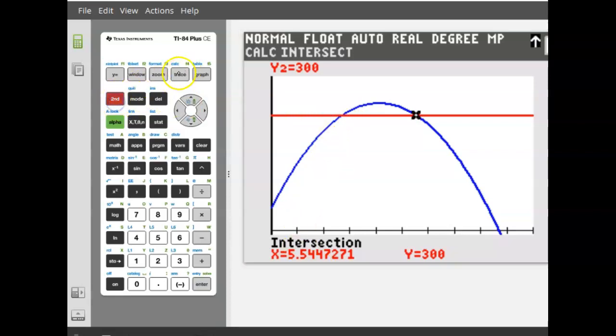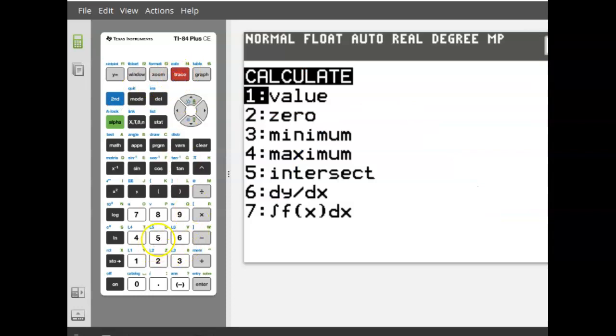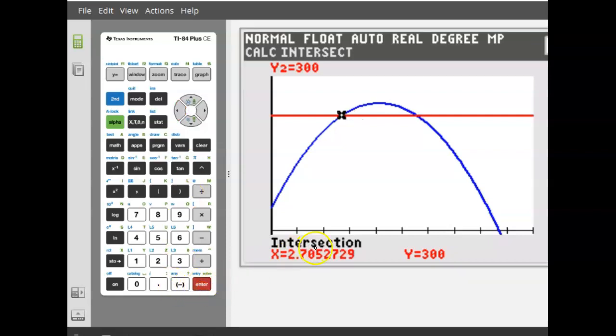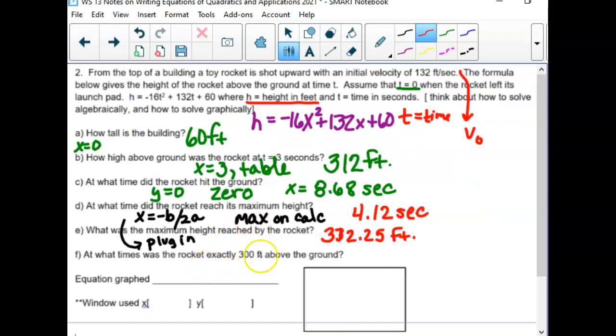And then I need this guy over here. So I'm going to do it again. Second trace, intersection, enter, enter. But for my guess, I need to scroll all the way over here so that it finds this one. And once it says intersection, it should be flashing at the right spot you were looking for. All right, someone's going to have to help me. This would round to 2.71. 5.54. Did I hear you right?